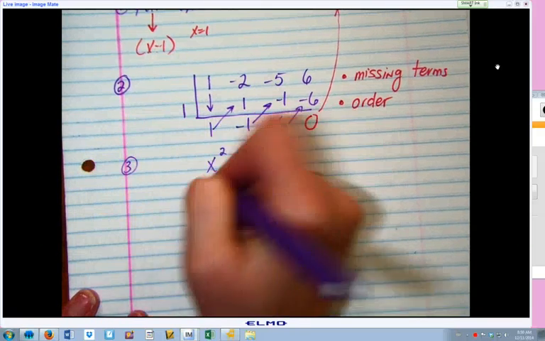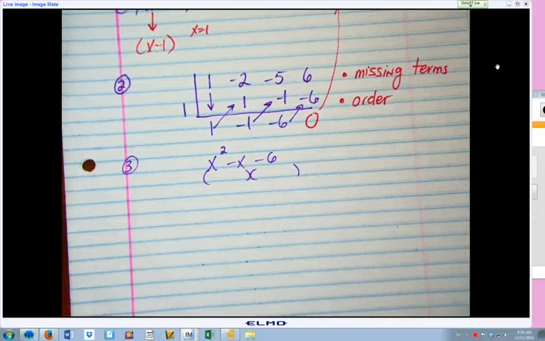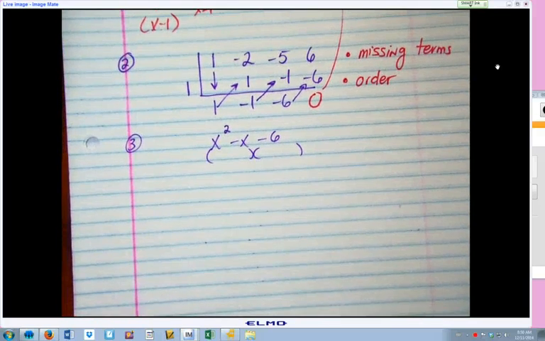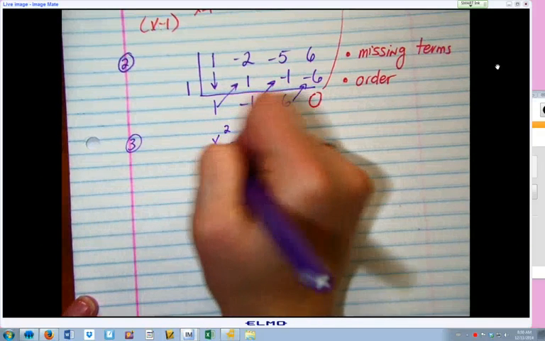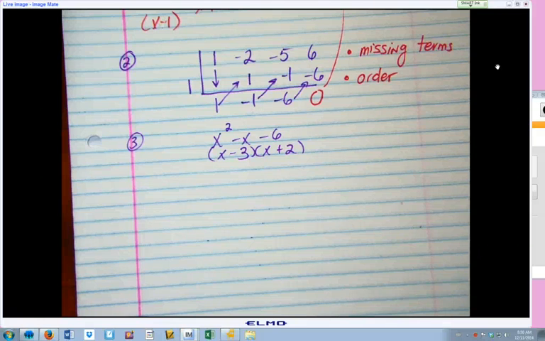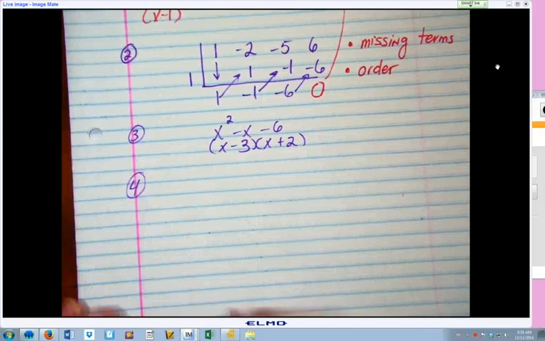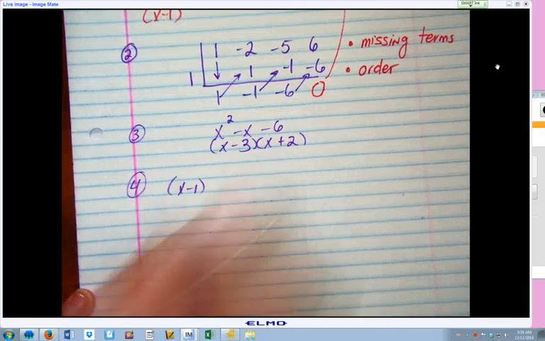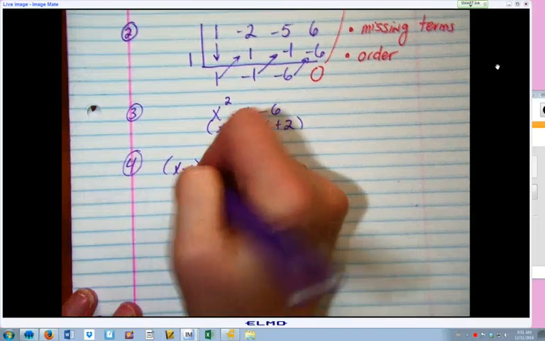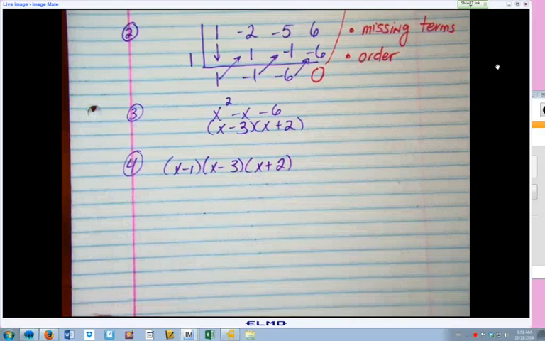Step number 3, we just need to factor this guy if we can. Sometimes you can't, but most of the time you can. Offer of x minus 3, x plus 2. Confirm. And step number 4 is just writing all the factors together. So the first factor we had way in step number 1, way up top, was x minus 1. Other factor is x minus 3. And the other factor is x plus 2. There's factoring a cubic.